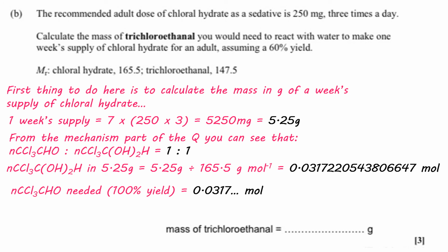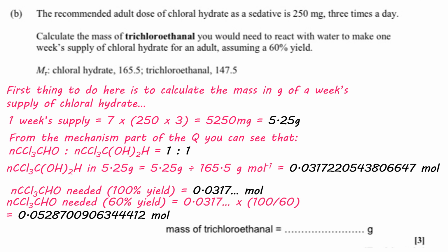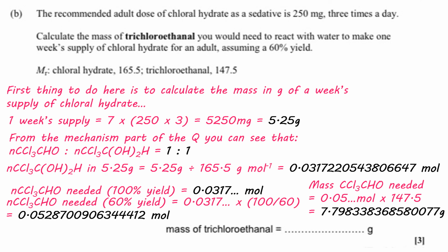But the problem is it says it's a 60% yield. So to account for that, you've got to scale that up. And to do that, you multiply it by 100 over 60, and that gives you 0.05. Still keeping my calculator value. Now I convert that into mass. Now it gives us the MR of trichloroethanol in the question, so I just multiply it by 147.5. And I'm just going to pop it in at 7.80.